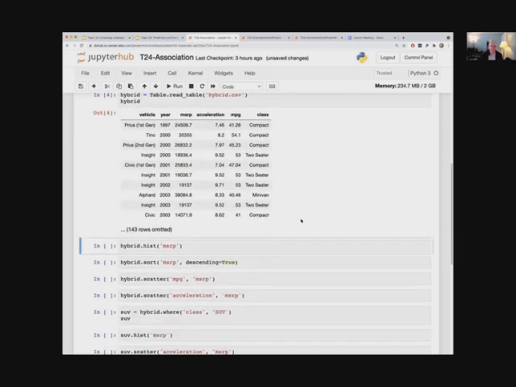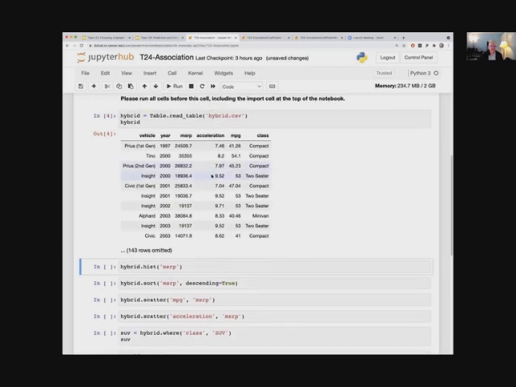So we have our data, and so acceleration. Oh, I stand corrected. This is definitely not the 0 to 60 times, because the larger the number, the faster the acceleration.